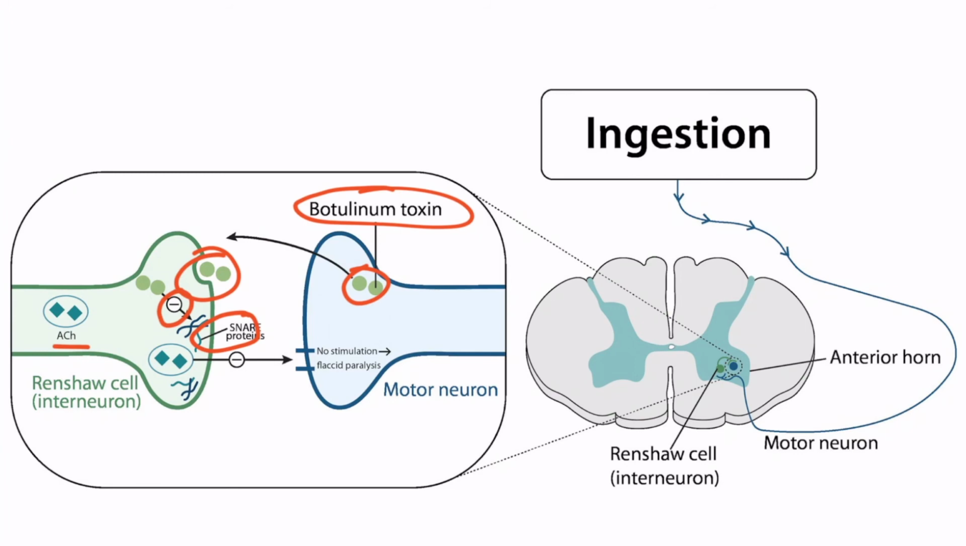Whereas before, when we were talking about tetanospasmin, the neurotransmitters were GABA and glycine, here we're talking about acetylcholine. And when botulinum toxin inhibits the snare proteins from releasing acetylcholine, the motor neuron will not receive that stimulus from acetylcholine, which leads to flaccid paralysis.